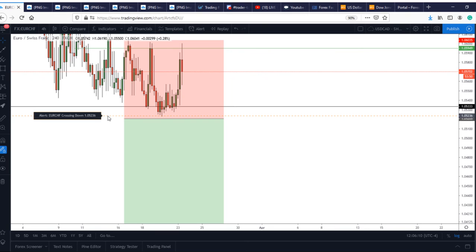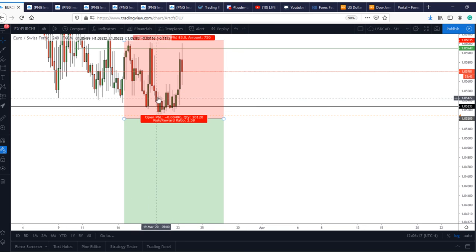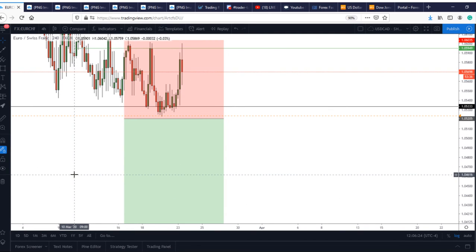1.05236. We want a bearish closure on the 4-hour time frame in and around this area. Okay. And on Sunday we did not get any of those candles resembling what we want. Right. That's why the trade was not taken. So that's the idea.